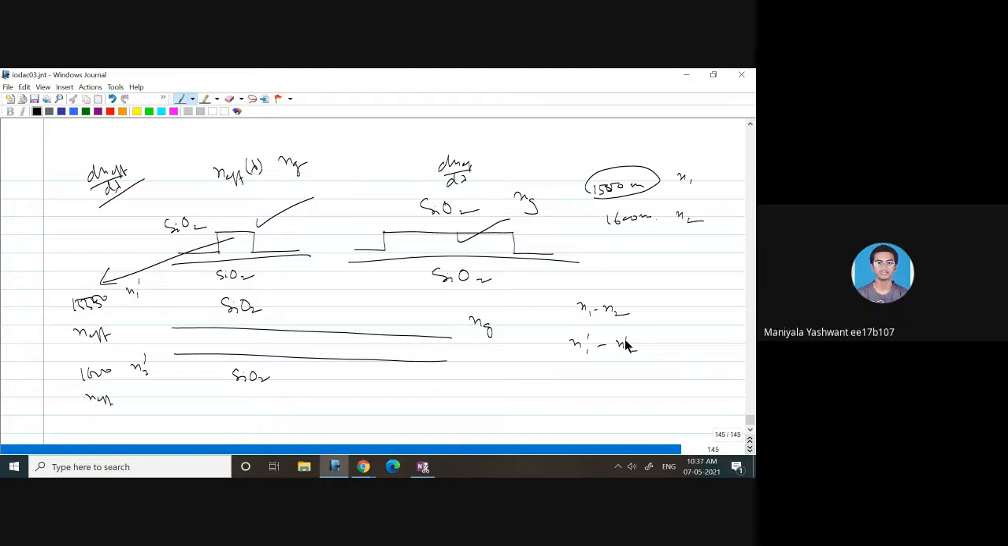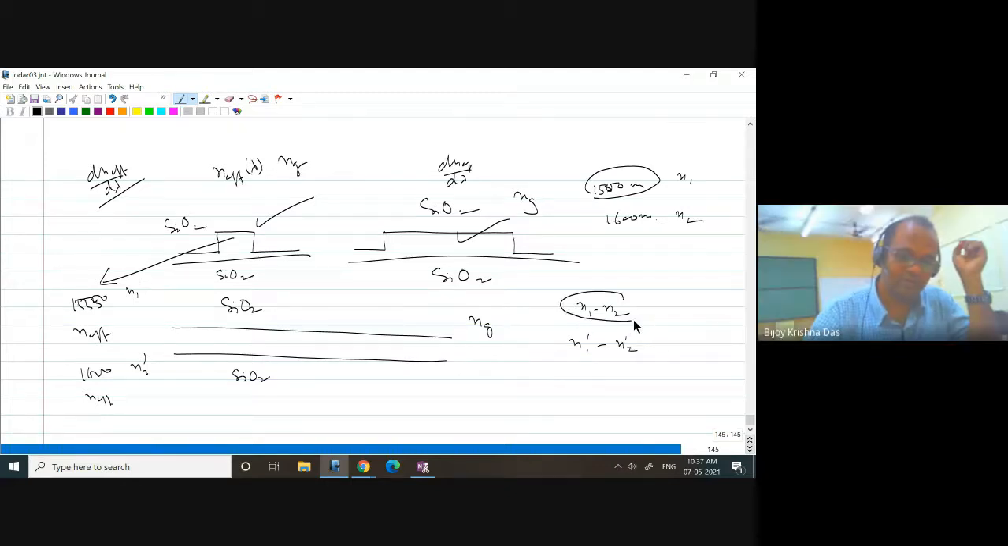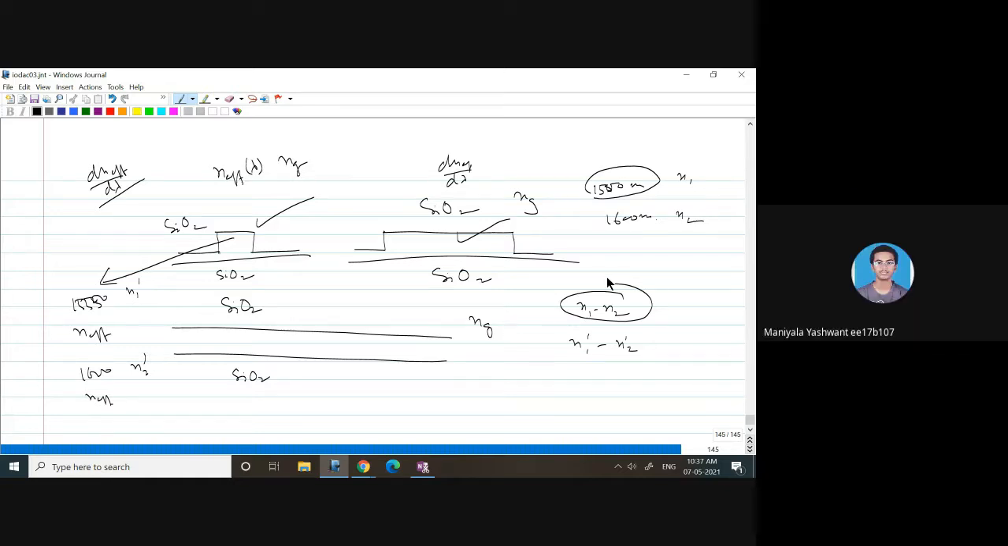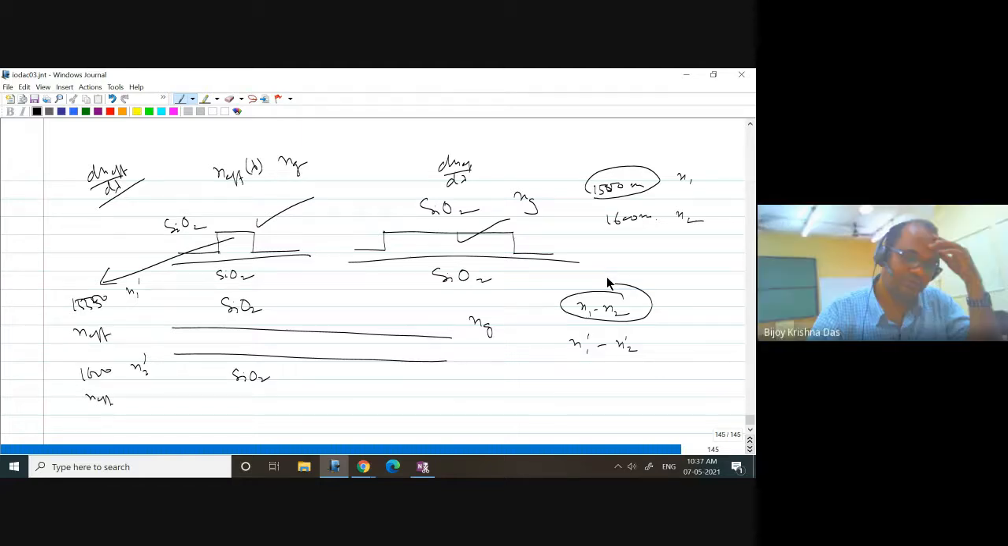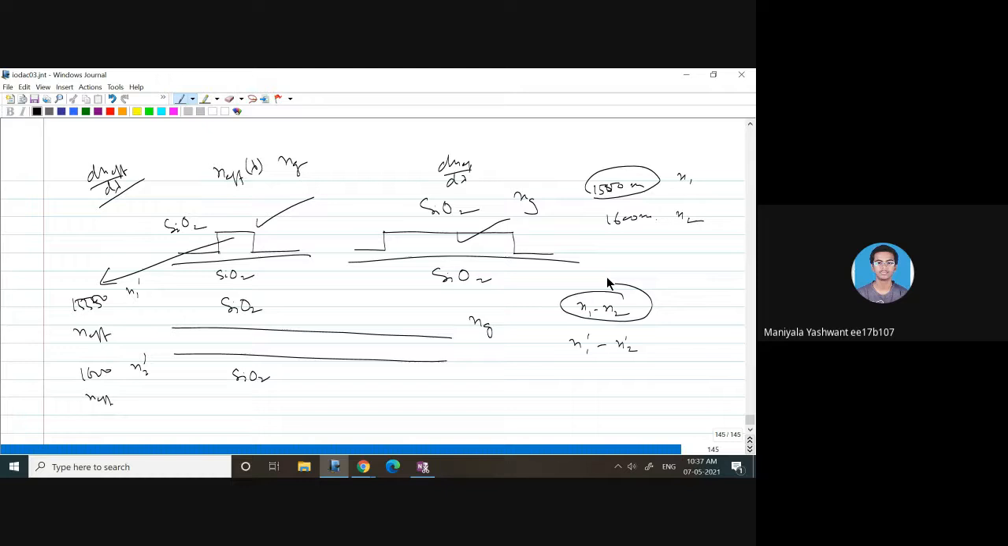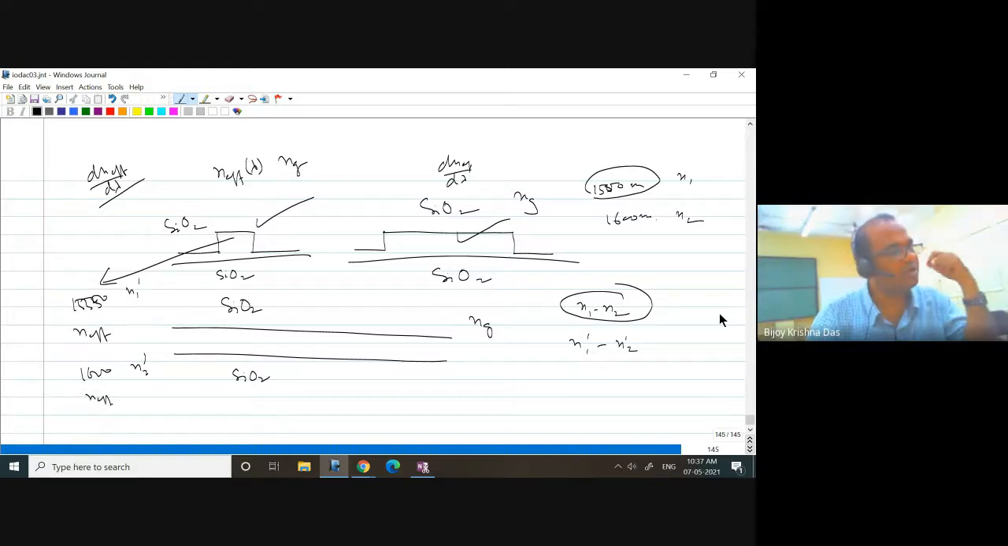N1 minus N2, this one will be larger. Why do you say so? Because N1 prime and N2 prime are N effective, right? So that is also an effective index. That is also you are considering fundamental mode only.